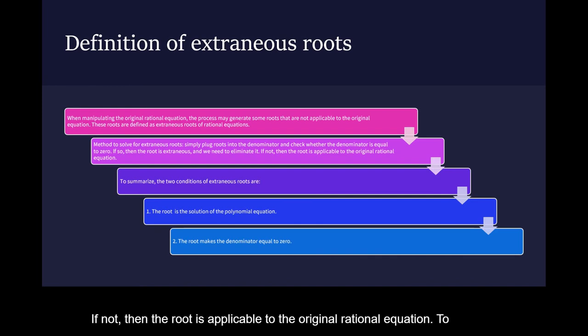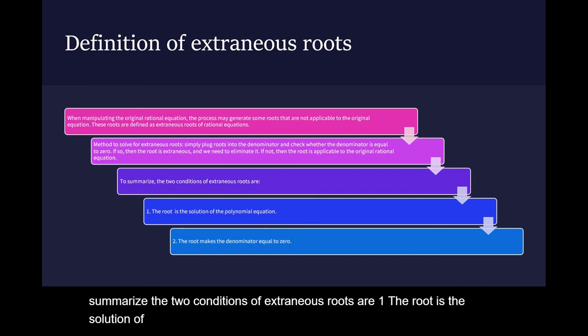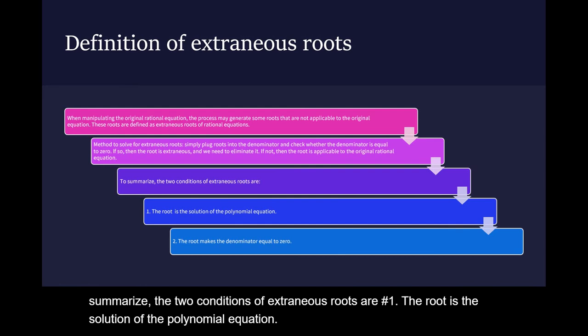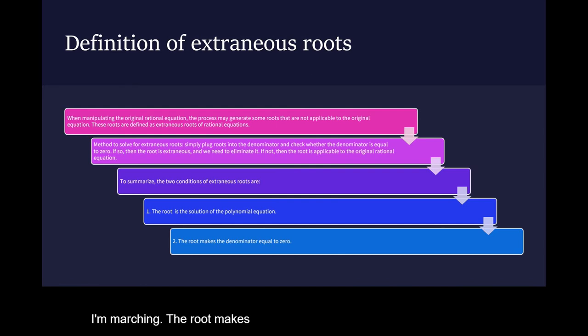The two conditions of extraneous roots are: number 1, the root is the solution of the polynomial equation. Number 2, the root makes the denominator equal to 0.